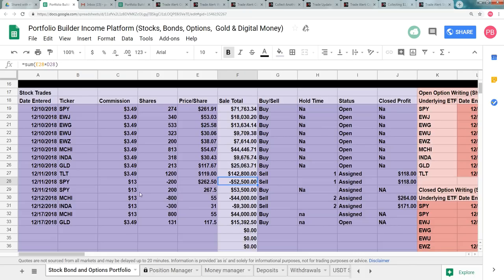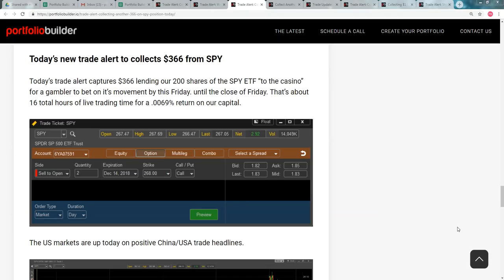And this actually happened the very next day. And you can see we had a purchase to get our 200 shares of SPY back. So the very next day we had a third source of income on the SPY. We wrote the covered call, which would generate just over 0.5% in 3 trading days by once again lending our shares of SPY until the close of Friday.